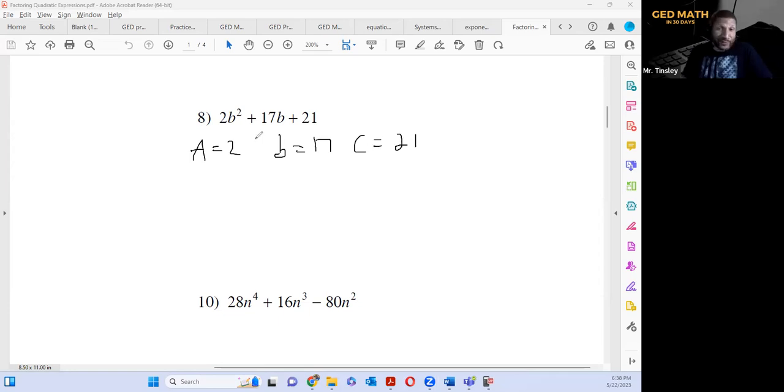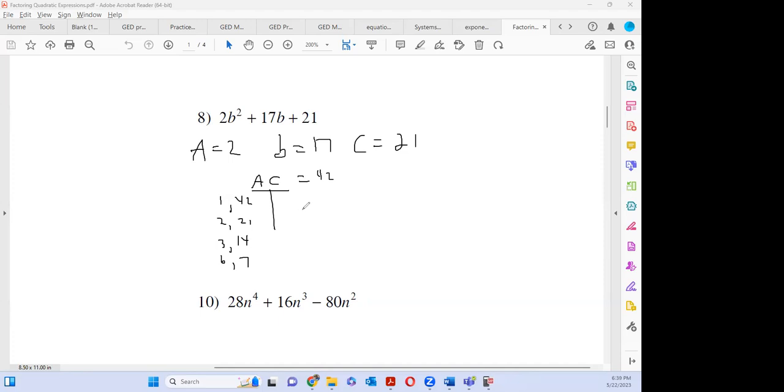Well, A is not 1. So when A is not 1, you've got to find the factor pairs of A times C, which is 42. So that's 1 times 42, 2 times 21, 3 times 14. 4 doesn't go into 42. 5 doesn't go. 6 times 7. Then we're going to reverse it. Then we've got minus 1, minus 42.